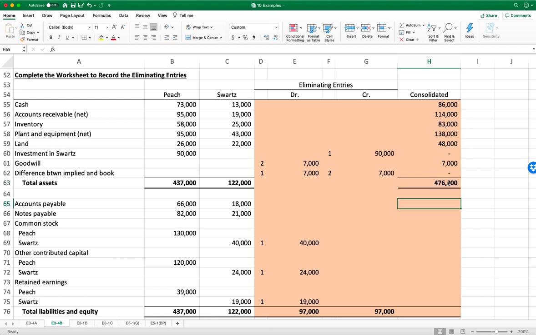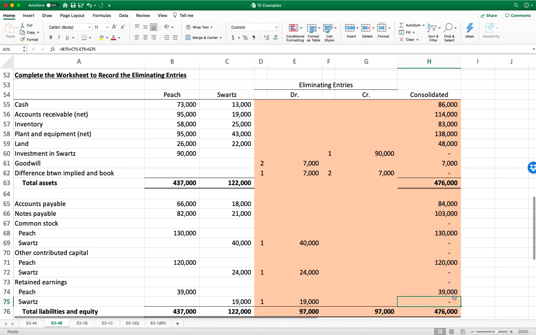On the other side of the balance sheet, we're again going to add the parent and the subsidiary. But now, when we have a liability, anything in the debit column is going to decrease that balance. So we're going to subtract anything from the debit column and add anything in the credit column. Again, we're going to drag that down and sum this up.